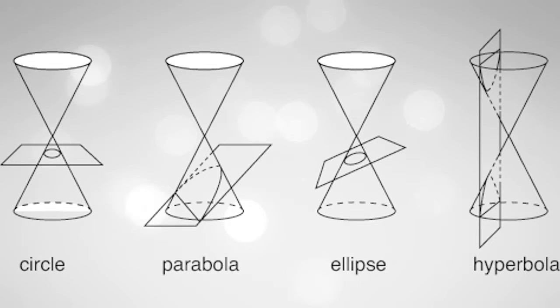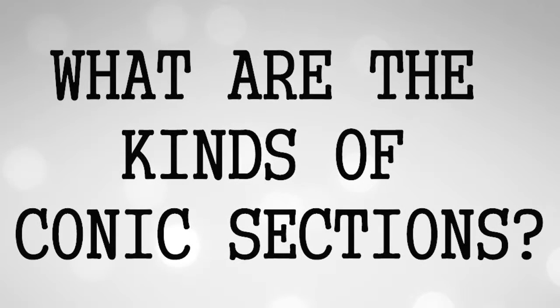Let us define what conic section is. A conic section is the intersection of a plane and a cone. By changing the angle and location of intersection, we can produce a circle, ellipse, parabola, or hyperbola. So what are the parts of conic section?